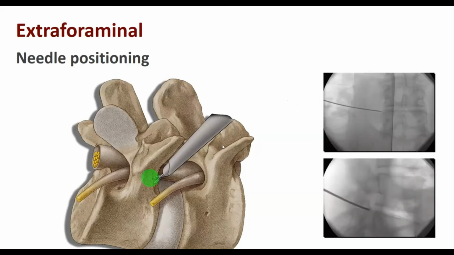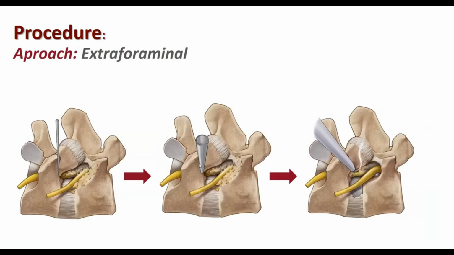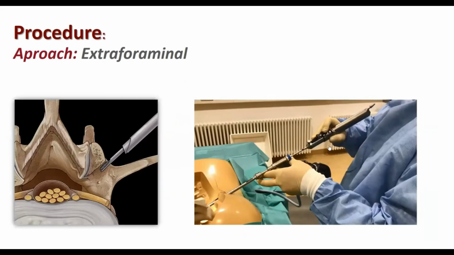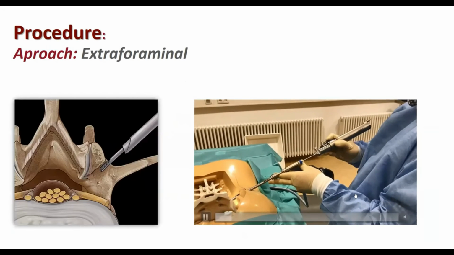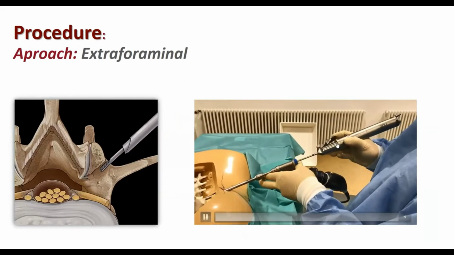Usually we prefer the extraforaminal approach in these kinds of cases. Then we place our needle and the system at the caudal side, at the junction of the pedicle and the SAP. Then we dissect all the tissues and then we start the operation like that. And under our visual control, we do the bone drilling and you can protect the exiting nerve root. You see the video demonstration with the deflectable shaver systems.